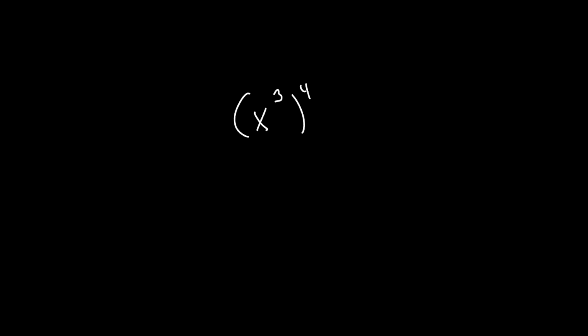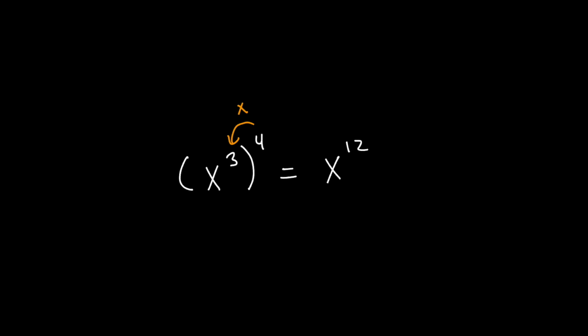Here we have x to the power of 3, which is in parentheses, to the power of 4. When we have this form, we can multiply the exponents to get a value of x to the power of 12. Let's talk about why this is true.